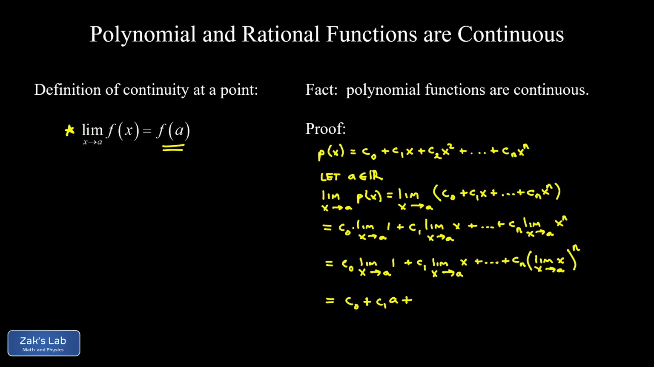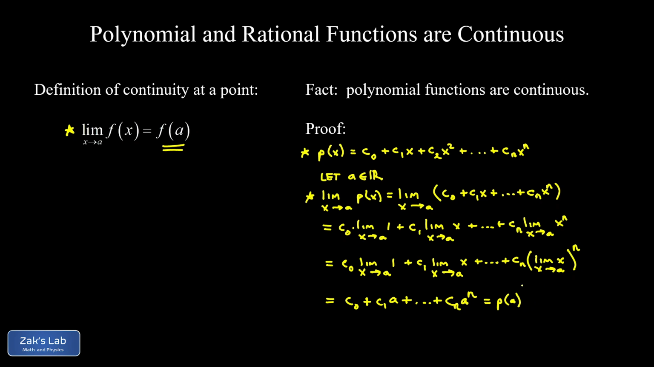The next term is going to be c2 a squared, and so on and so on, and then we finish with cn times a to the n. And then we realize this is nothing more than our original polynomial function evaluated at x equals a, so this thing is equal to p of a. And that concludes the proof because we were trying to show that the limit as x goes to a of p of x is equal to p of a.